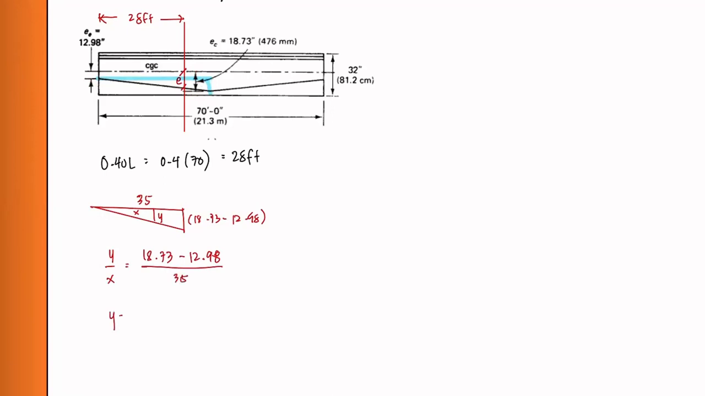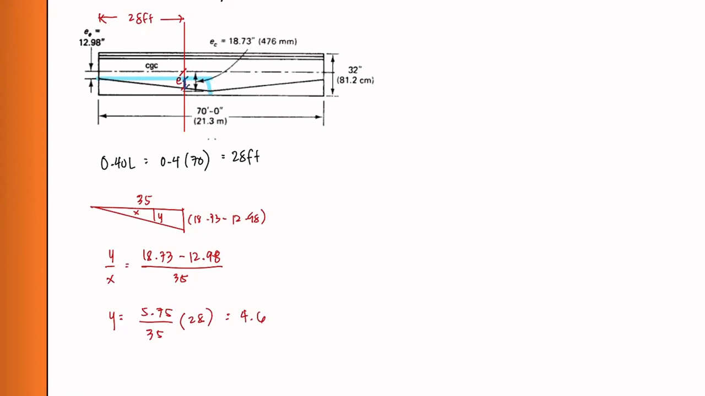Since alam natin yung value ng x, so 18.73 minus 12.98, that is 5.75 over 35. Tapos yung x natin na nakalculate natin ay 28. So makukuha natin yung height dun sa portion na yun, which is 4.6. Pero yung 4.6 na yun is ito palang portion na to.